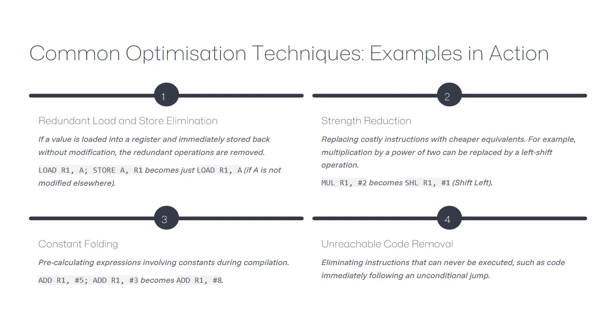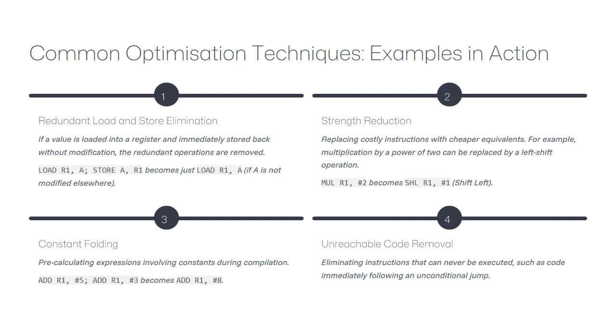Common optimization techniques. Example in action: redundant load and store elimination. If a value is loaded into a register and immediately stored back without modification, the redundant operations are removed. Example: load R1, A; store A, R1 becomes just load R1, A, if A is not modified elsewhere.